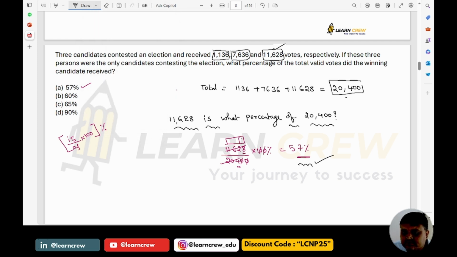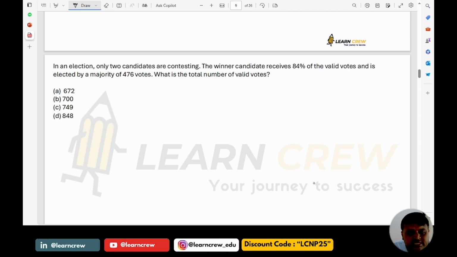Now next question. In an election, only 2 candidates are contesting. The winner received 84% of valid votes and is elected by a majority of 476 votes. What is the total number of valid votes? So here there are no invalid votes, the data is not given. So we have to consider all the votes to be valid votes, and all the votes are nothing but the total number of votes polled by the two persons.